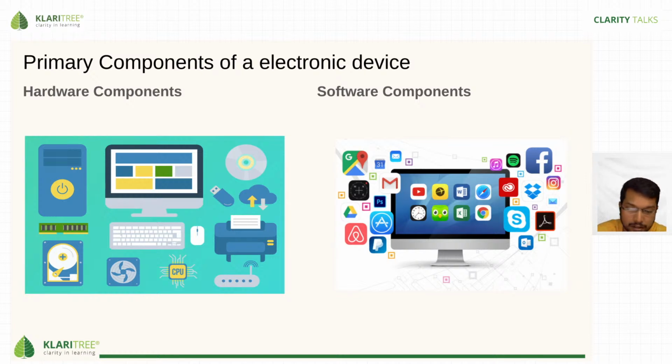All these electronic devices primarily have two major things involved in creating them. They are the hardware components that you see on the left side of the screen, and the software components on the right side. Now, what are hardware components? Hardware components can be anything that you can physically feel or touch.